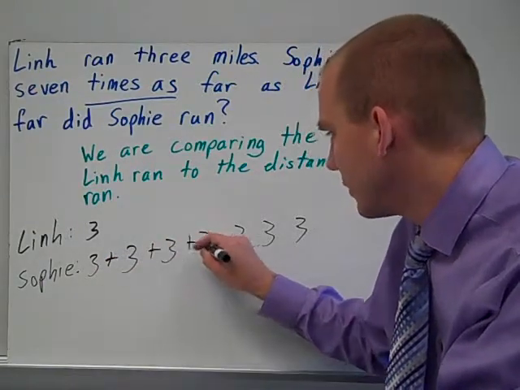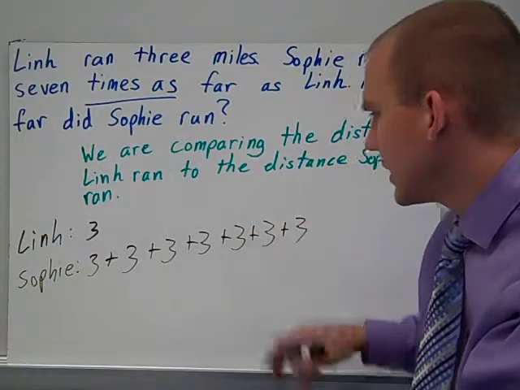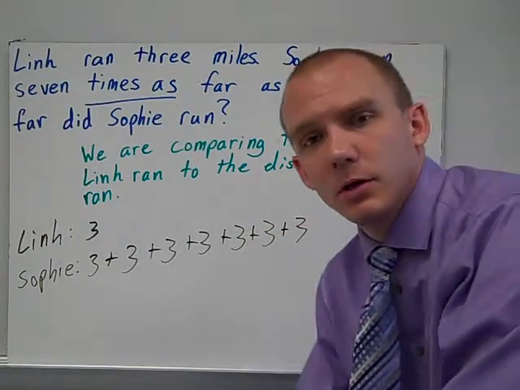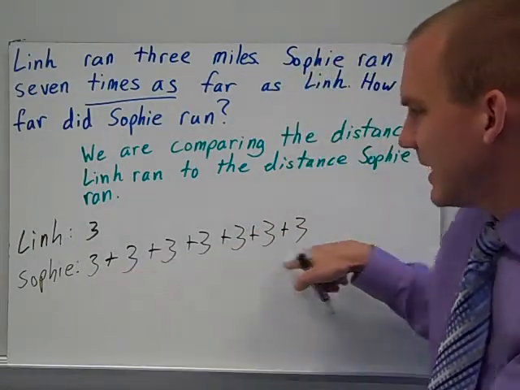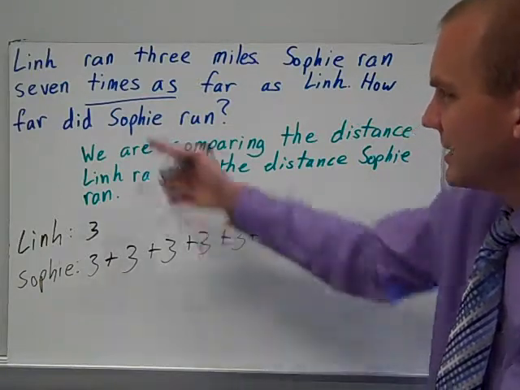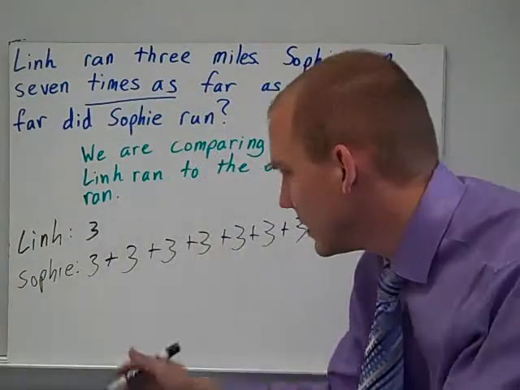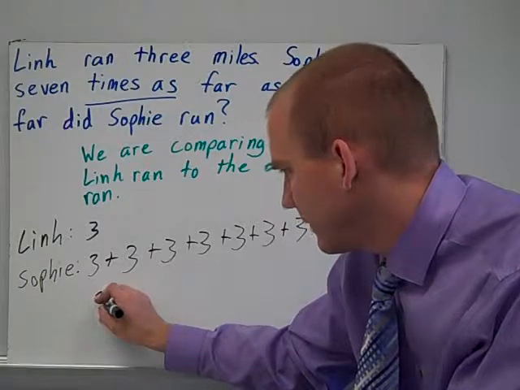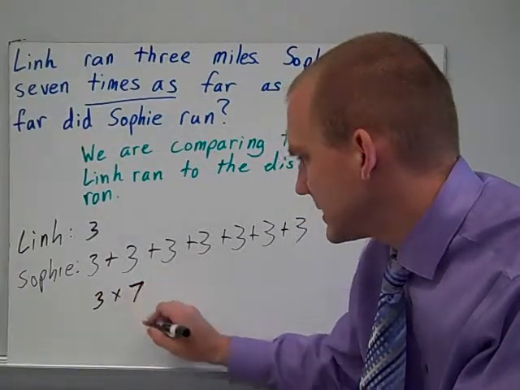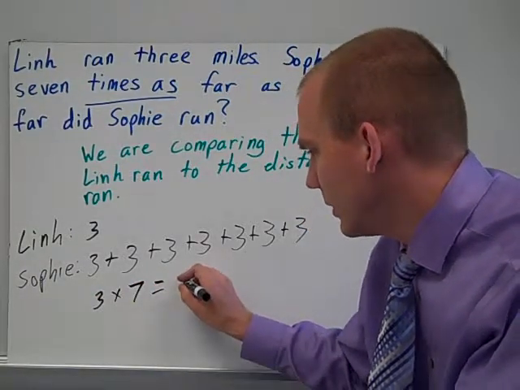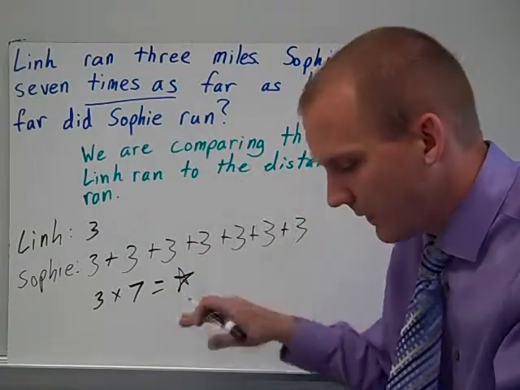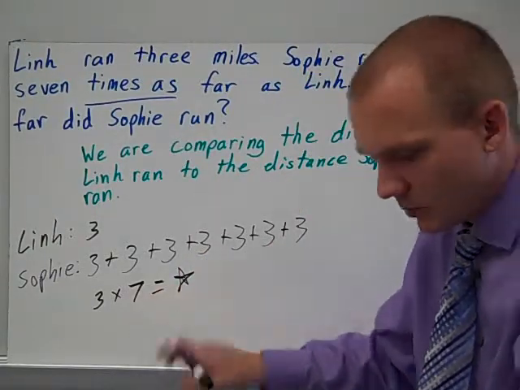Plus, plus, plus, plus, plus, plus. Or you could write a multiplication sentence, because adding all those up is really multiplication. And that's where that "times as" kind of gives you that hint. You could do 3 times 7 is going to equal... I'm going to put a star there because we don't know yet. And there's our equation: 3 times 7 equals star.